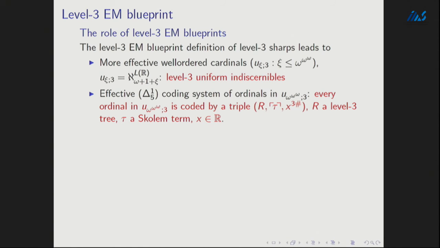which looks like, and we have a coding system for ordinals below those higher level uniform indiscernibles, which looks like the coding of ordinals below u omega. It is just a Skolem term plus a sharp and plus some technical term. And from there, we can similarly define T4. It is the level 4 Martin-Solovay tree, which generalizes the level 2 Martin-Solovay tree.